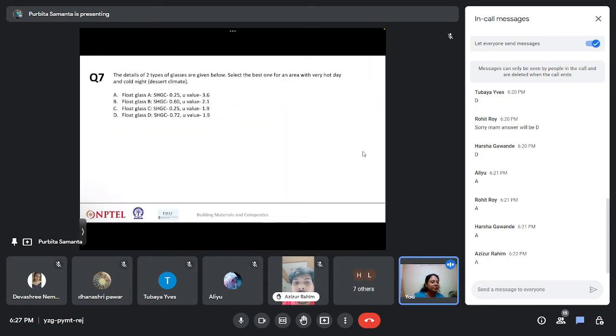Now, once again, I'm coming back to this particular question, as I said I would. So, the details of two types of glasses are given below. Select the best one for an area with very hot days and cold nights. So, it's basically the desert climate. So, in desert, what happens?